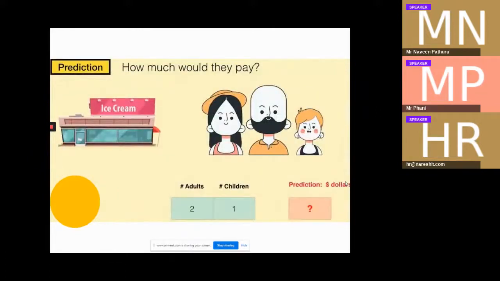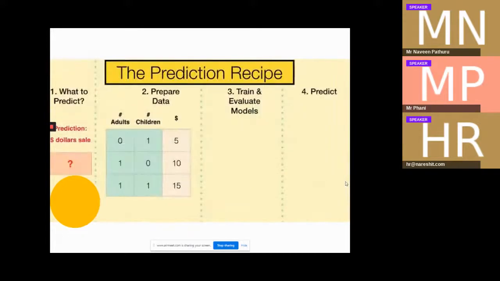But let's take another scenario. There are 2 adults and 1 child. When 2 adults and 1 child are coming up, we want to make a prediction. Well, collect the data. So notice what is happening. When only 1 child came in, he or she spent $5 or rupees. When only 1 adult came in, they spent $10 or rupees. But when 1 adult and 1 child came in, they spent $15.